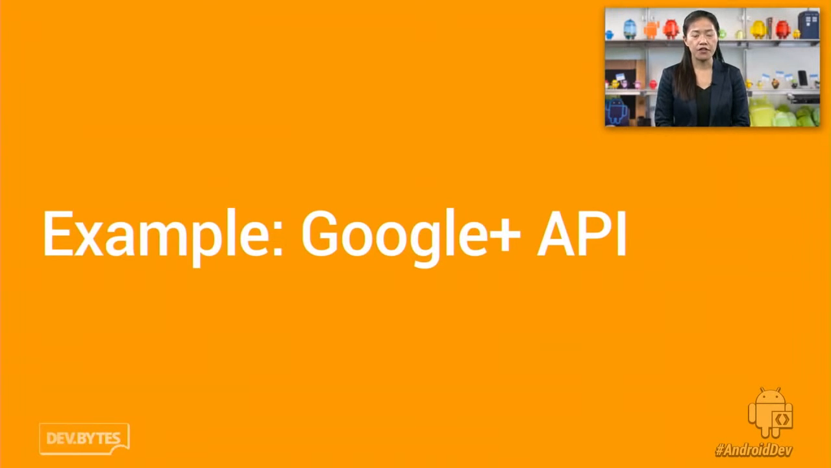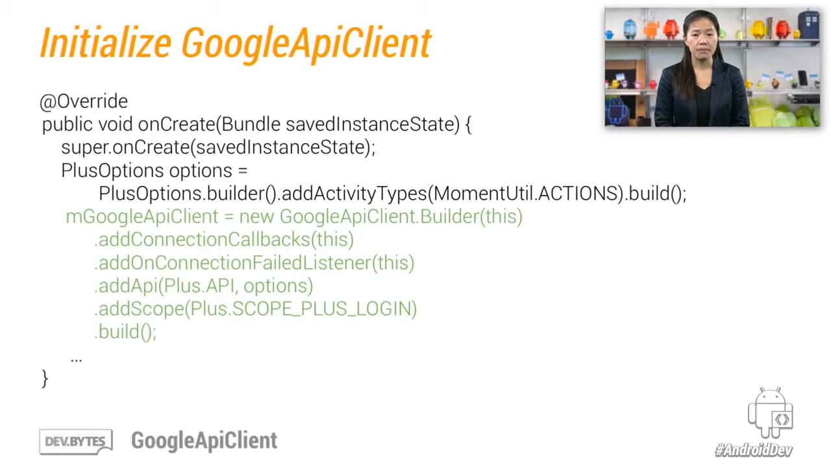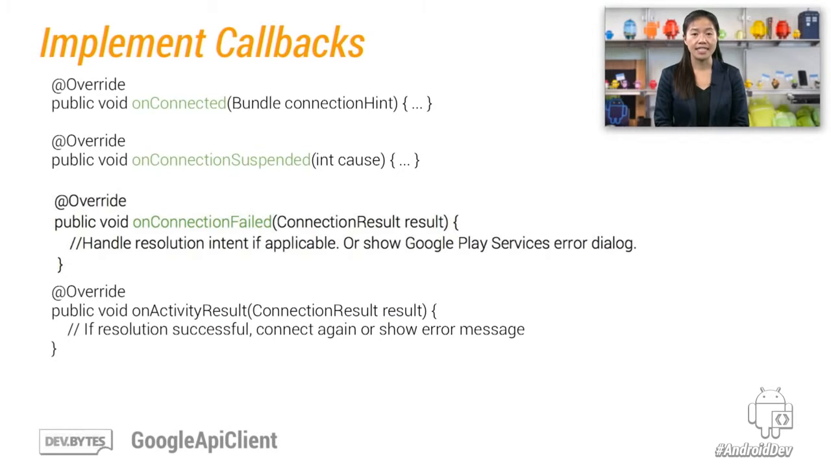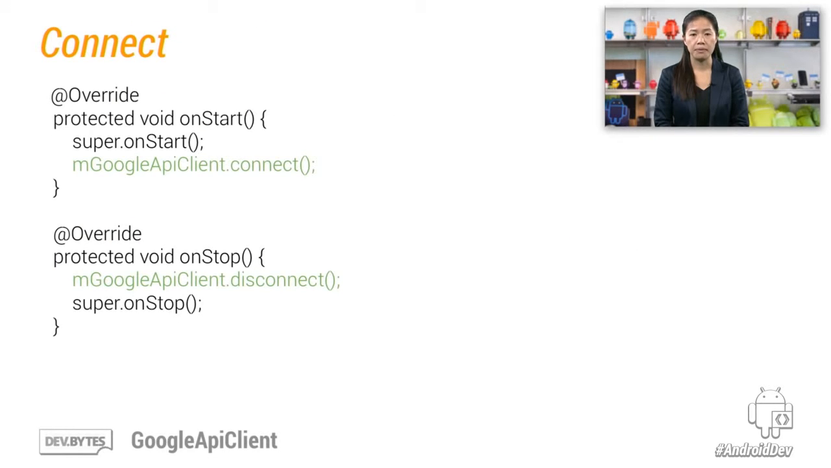To review everything we went over, let's walk through an example. We are fetching the visible people in a user's G+ circles, which can be useful, for example, to create a social experience in an app. First, we set up the Google API client and set the Plus API, scope, and connection callbacks. Then we implement the callback methods for connection succeeded, suspended, or failed. The connection could fail because it requires user intervention, for example, to choose an account. Then an intent would be returned in the connection result, and you should allow the user to resolve the problem and connect again. Next, we call connect and disconnect on the Google API client.